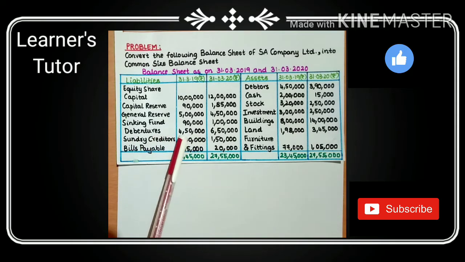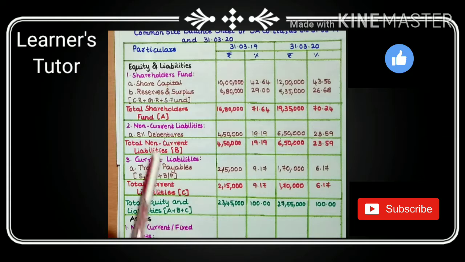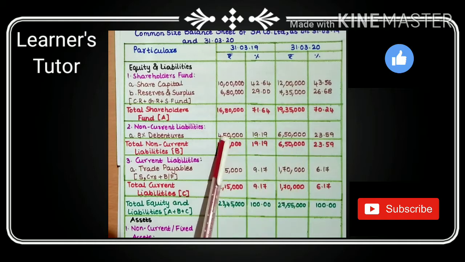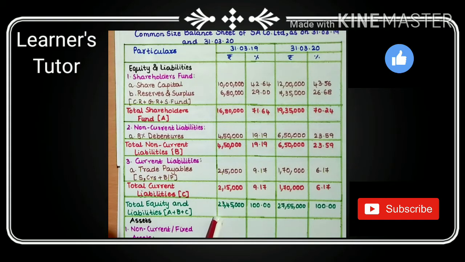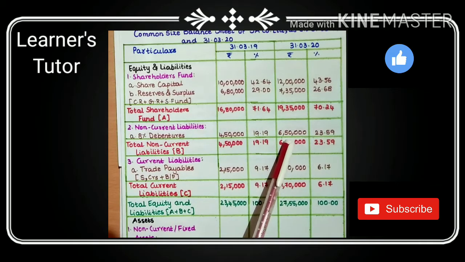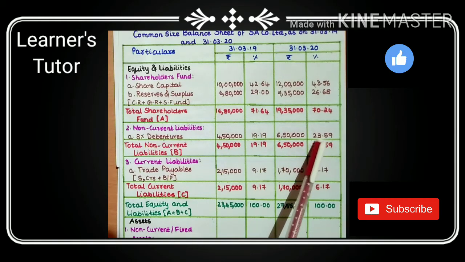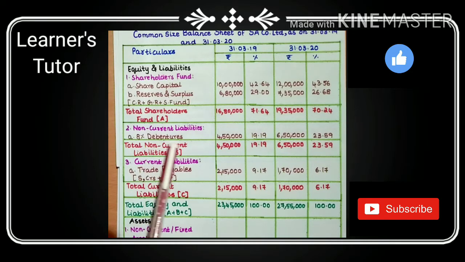Next, debenture 4,50,000, 6,50,000 will come under non-current liabilities. 4,50,000 divided by 23,45,000 into 100 will give me 19.19%. 6,50,000 divided by 27,55,000 into 100 will give me 23.59%. Total non-current liabilities: if we had any other long-term borrowings, we would have written them under non-current liabilities. There is nothing as such, so there is only one entry, and we can show it directly the same as it is.